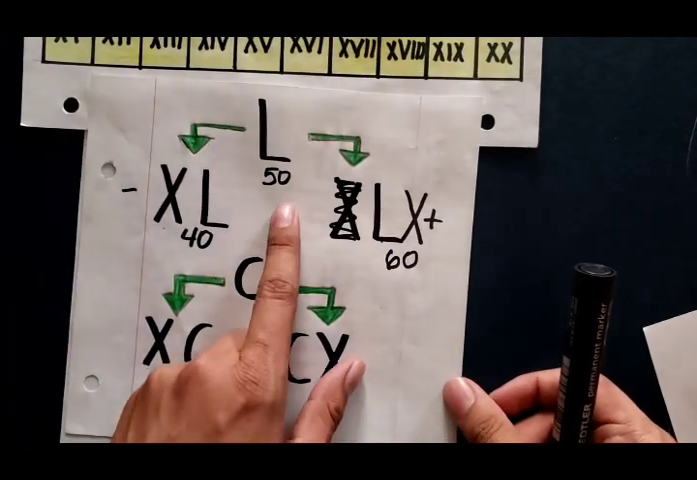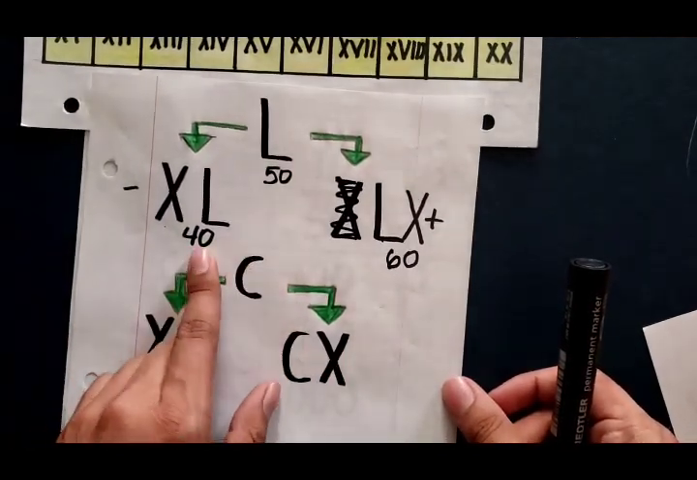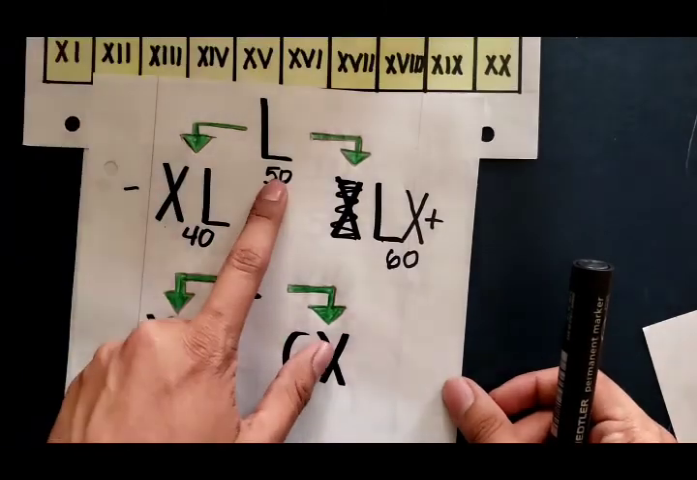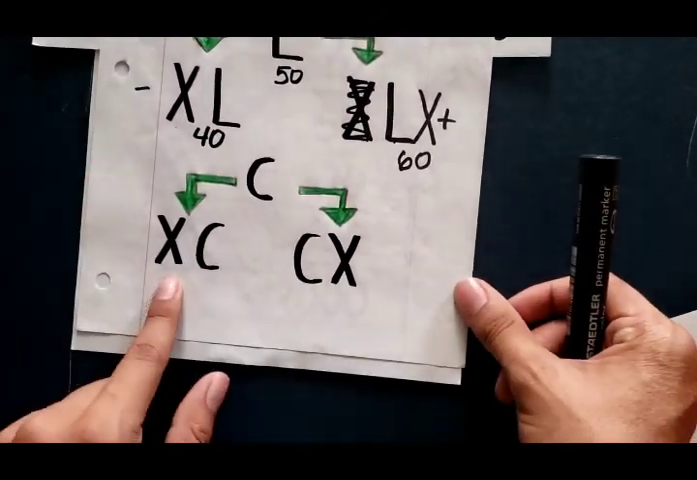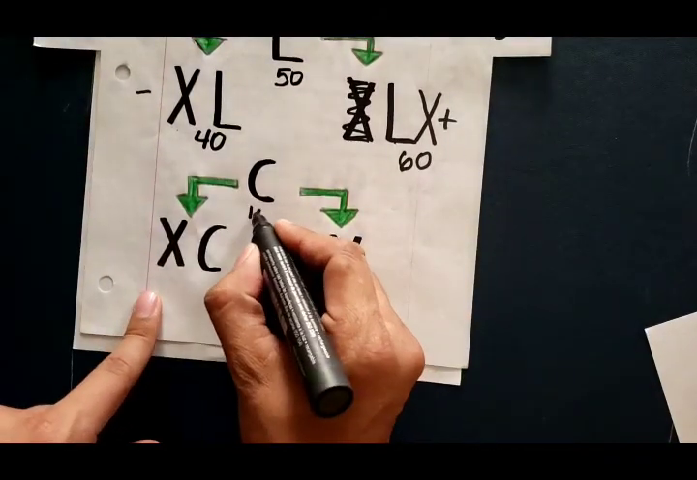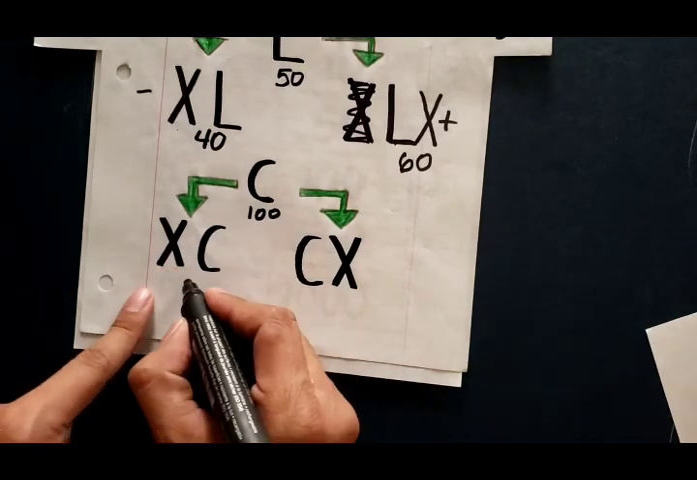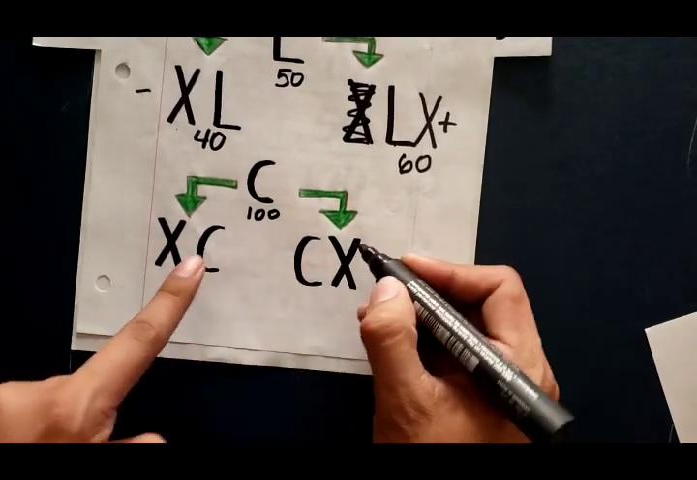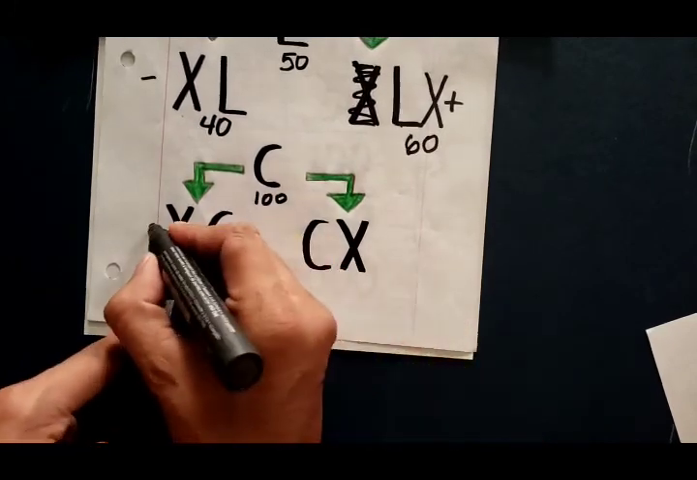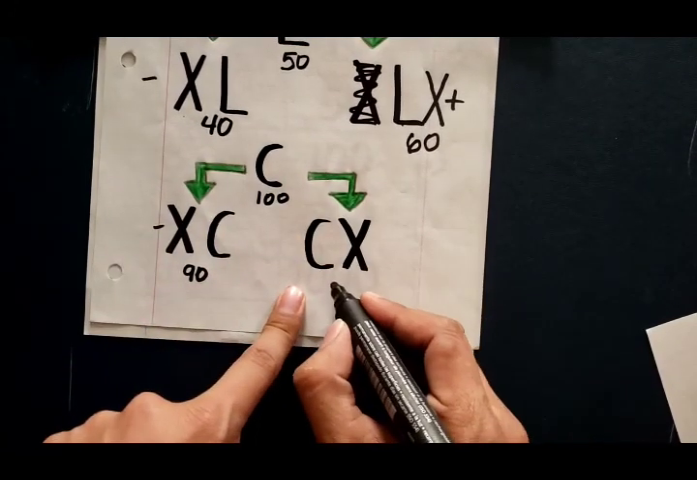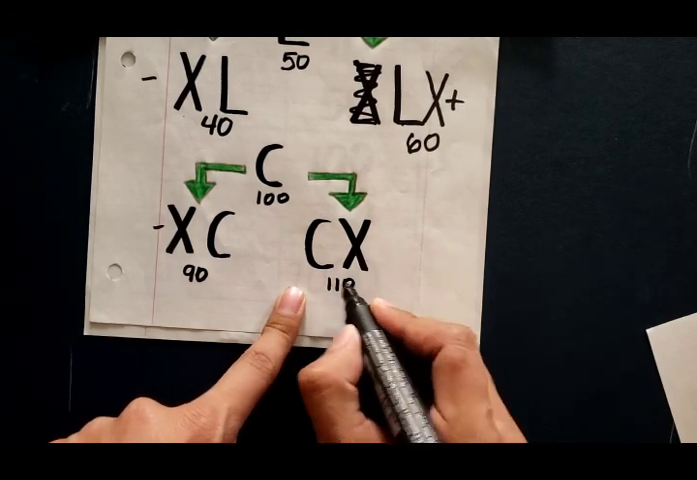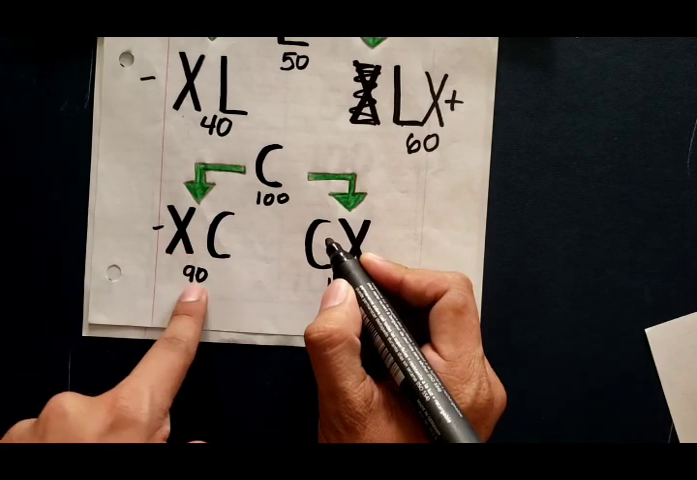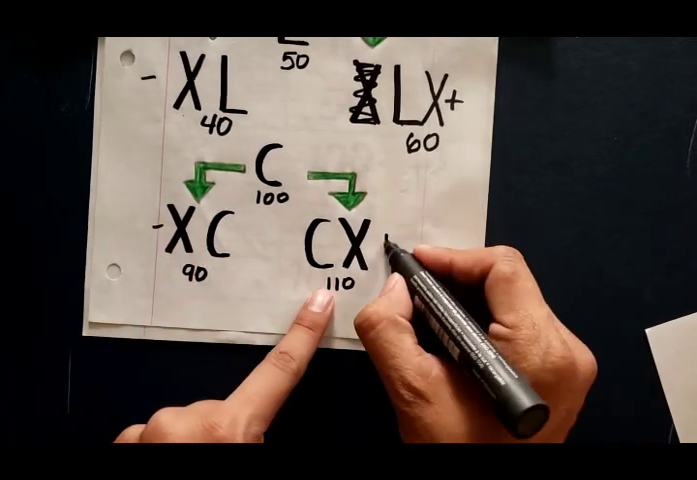Okay, let's look at here. I have another example here. We have the way to write 40. The X before 50, which is the L, and 60, the X after. Here we have to write, let me see, the letter C is 100. Here we have 90, because the letter X is before, it means minus. If we have the X after, it means plus. So here we have 100 plus 10, 110. 100 minus 10, 90. Okay, minus, plus.